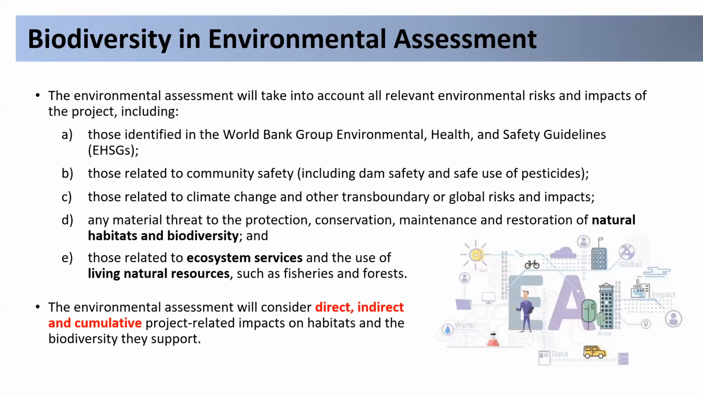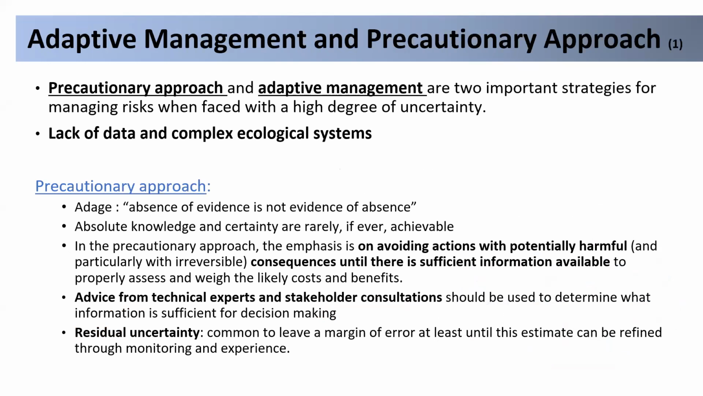The important thing is to emphasize that we need to consider direct, indirect, and cumulative project-related impacts on habitats and biodiversity support. So in reality, there are certain types of management and approaches we need to use, and that's one of them. It's called adaptive management. Another one is called precautionary approach. So let me start with the precautionary approach.